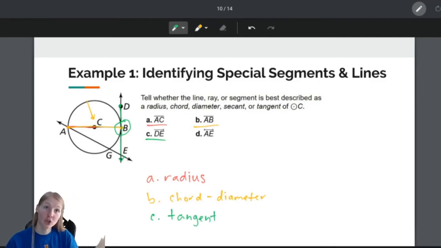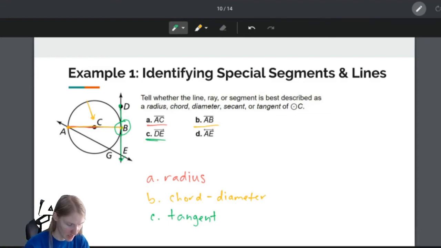Tangent of a circle, not talking about right triangles. A tangent of a circle was a line, segment, or ray that only touches the circle in one point. So C is definitely a tangent.